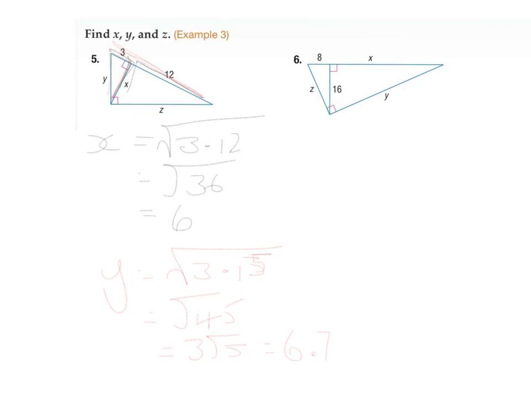Finally, the z part. Well, z is, again, this bit. It's part of this triangle, which is 12, and the whole triangle. So this time, it's the square root of 12 times 15, which will give you the square root of 180. 36 will go into 180 five times, so that will give you 6 root 5.